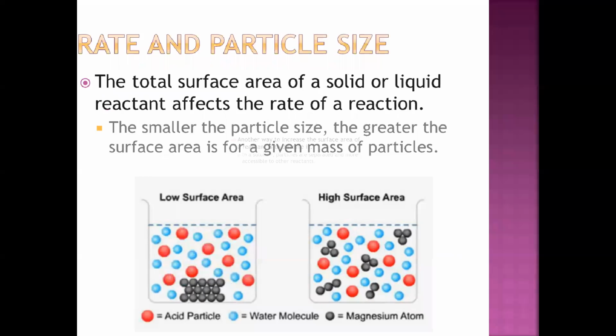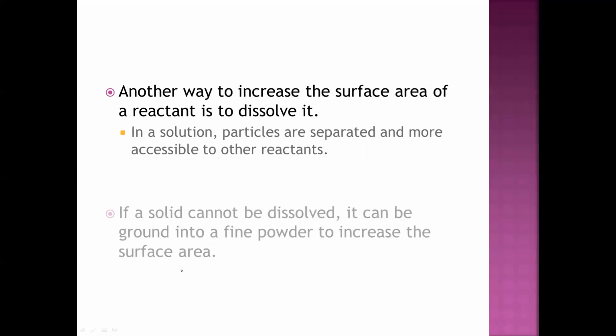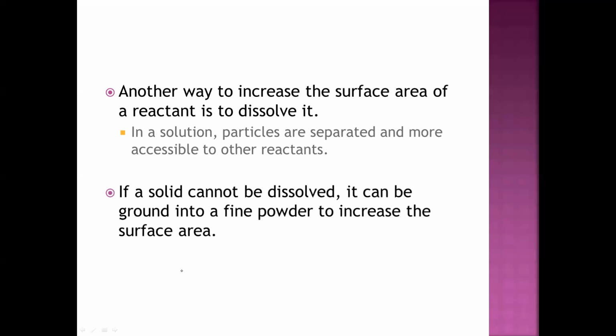faster. Another way to increase the surface area, or to make it get smaller particles, is to dissolve it. We have solutions and we've been using them all year because solutions react a lot faster than solids. So in solutions, the particles are separated already. And so then that makes them more accessible to the other reactants to move around and to collide. But if a solid cannot be dissolved, sometimes it can be ground into a fine powder to increase its surface area.